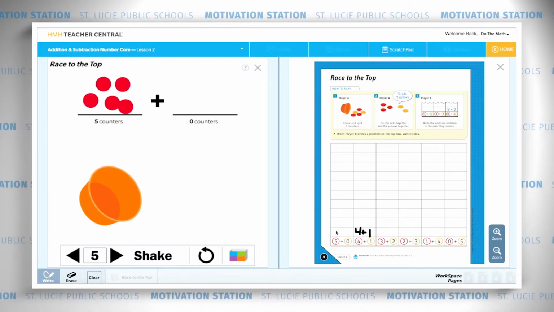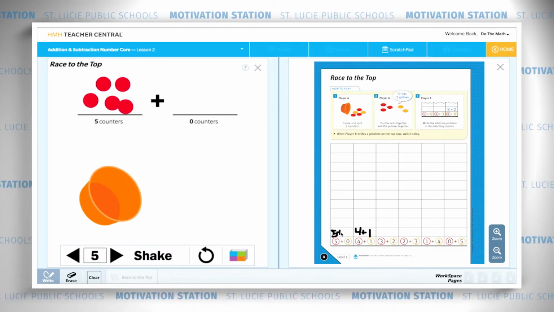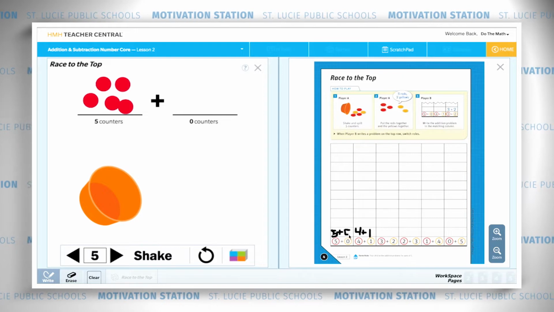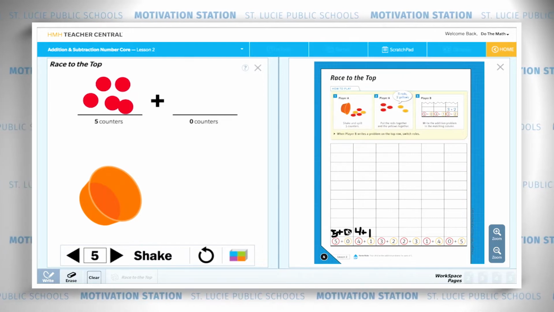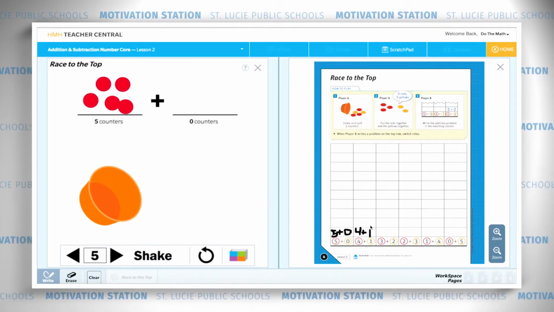So we have 5. Ooh, it's so hard on the computer. You could do it. Say, I can do hard things. Plus 0. Okay, now we're going to try our best and keep playing and shaking and spelling to get all the way to the top.